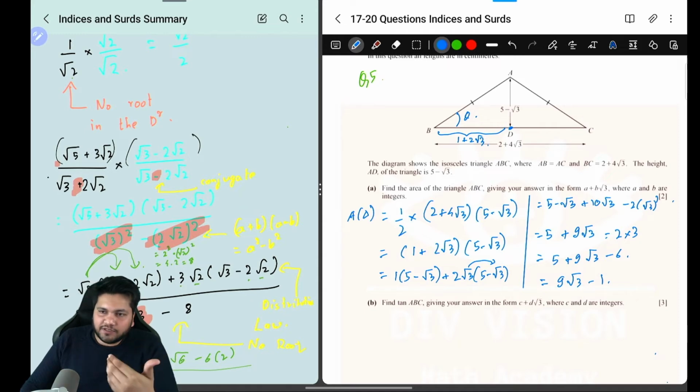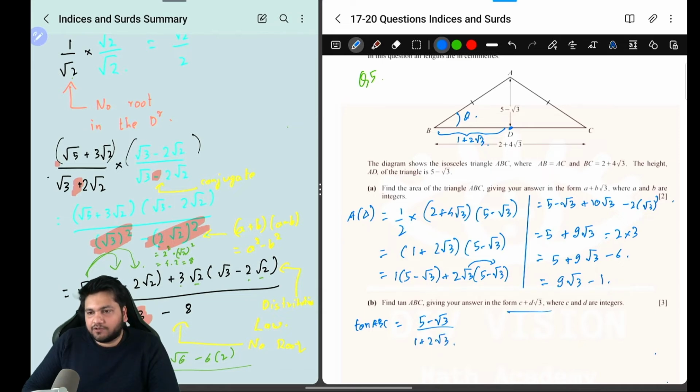Now we know the opposite side, we know the adjacent side. We can find out tan theta or tan of ABC. It's going to be opposite, which is 5 minus root 3, upon adjacent, which is 1 plus 2 root 3. And of course, they're asking you to write in the form of C plus D root 3. That means we need to rationalize it. So we'll multiply by 1 minus 2 root 3 and divide by 1 minus 2 root 3.